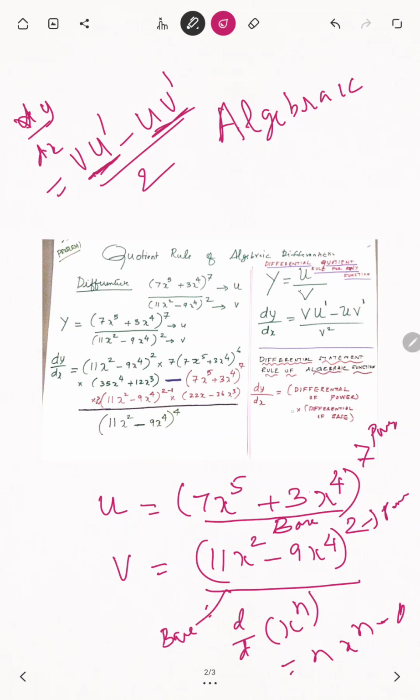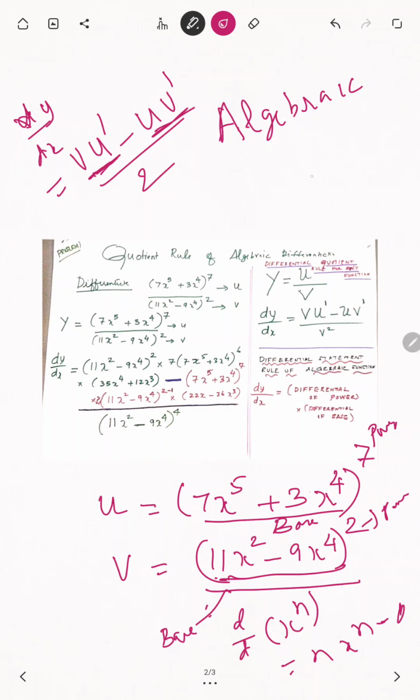But after that, what do we have to put? Into the differential of base. What is the base, my dear student? 11x square minus 9x power 4. If you differentiate, you get 22x minus 36x cube. Up to this point the numerator vu dash minus uv dash is completed. After this we have to go for v square. v square is 11x square minus 9x power 4 whole square.